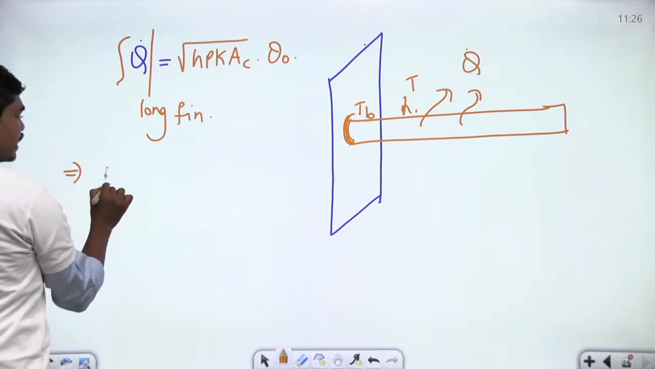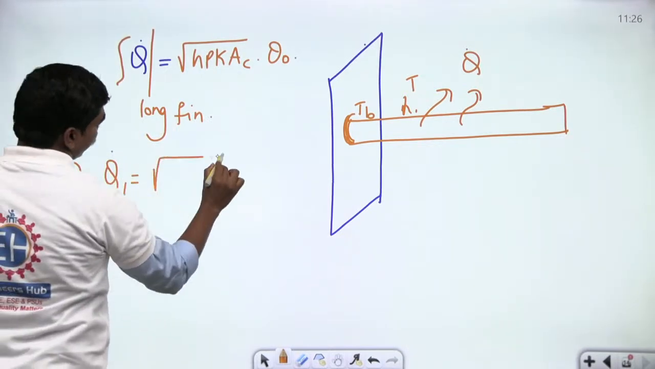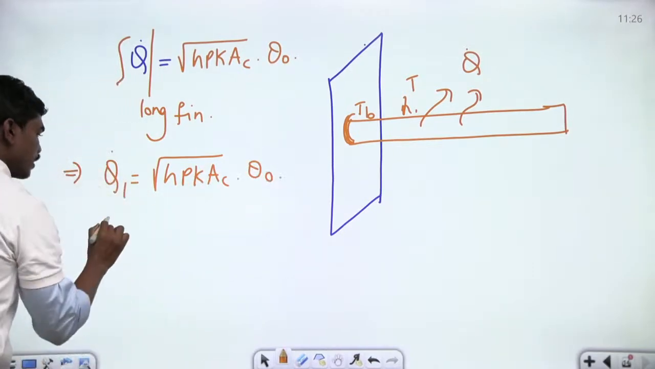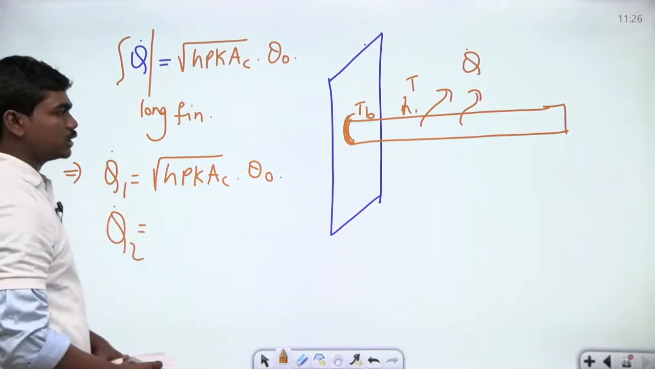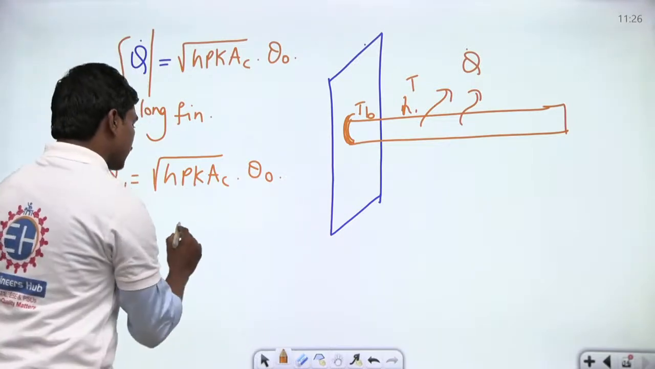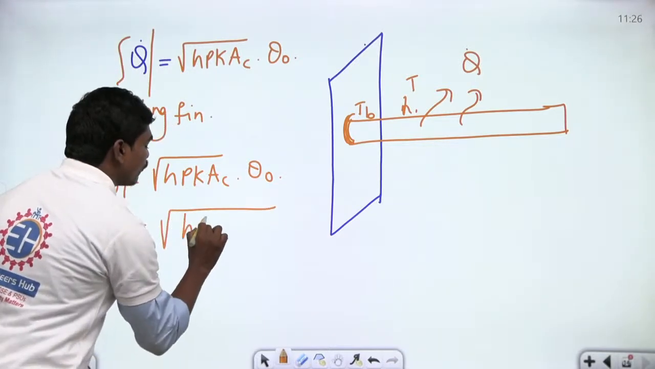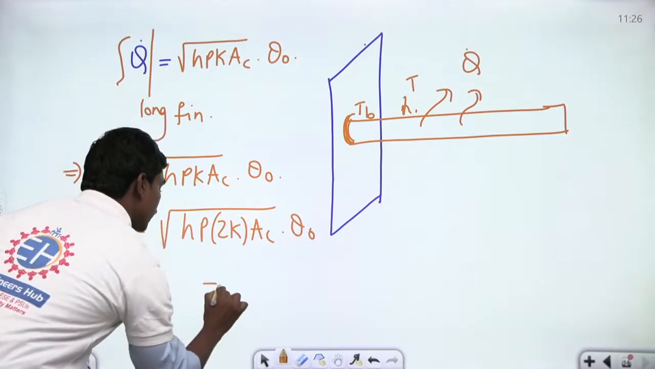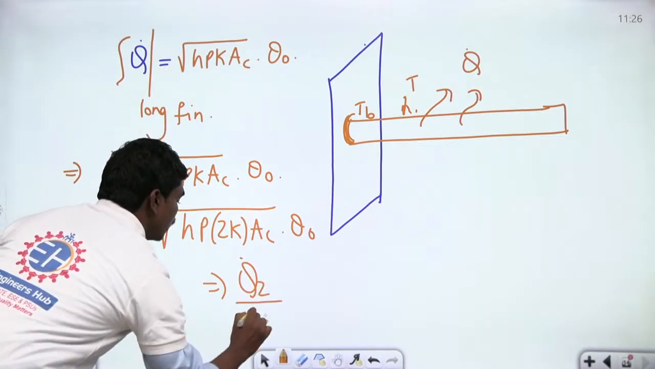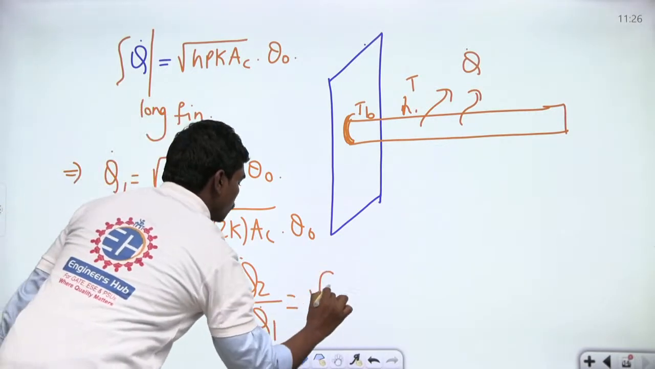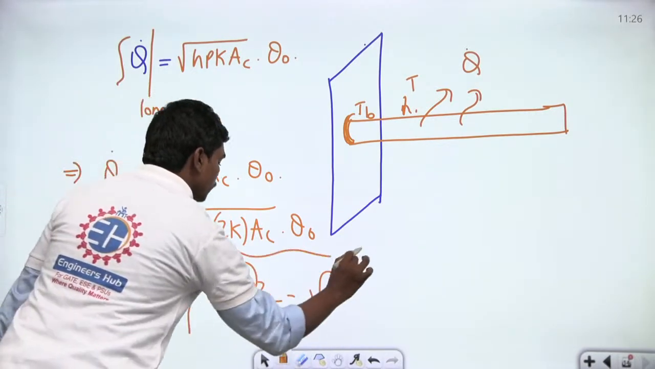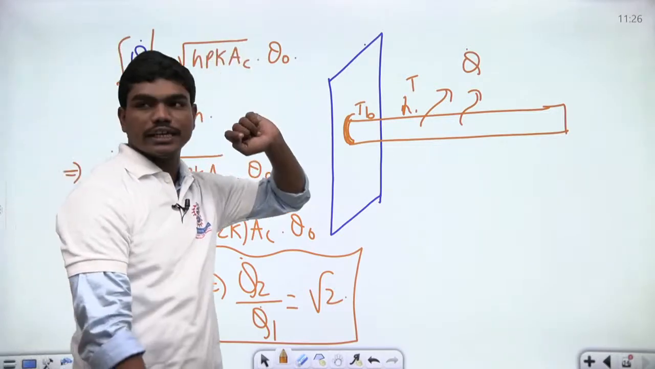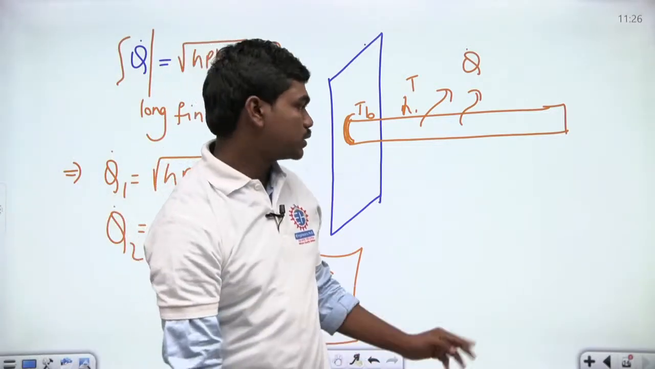Then in the exam they are asking, Q dot 1 is the case of root hP k Ac theta naught, and in Q dot 2 what did they change? In the second situation they have changed the fin material, and the thermal conductivity is 2 times that of the actual existing material. So if this is the case, then you could clearly see this ratio Q dot 2 by Q dot 1 is equal to root 2. That's it. So square root of 2 is the factor of this ratio, because the heat transfer through this infinitely long fin is root hP k Ac theta naught. Okay, so this is what we can have.